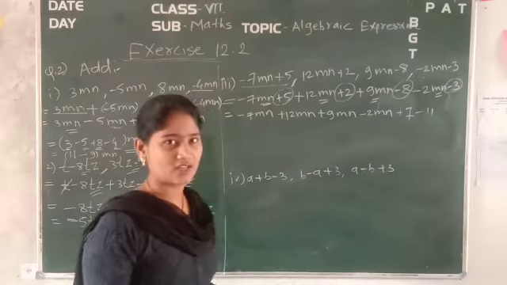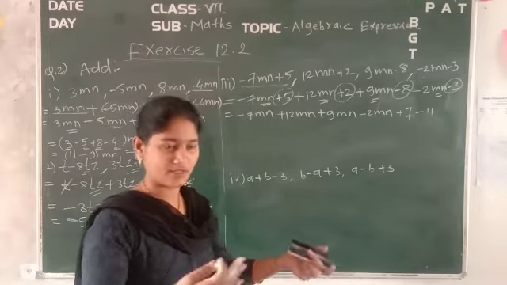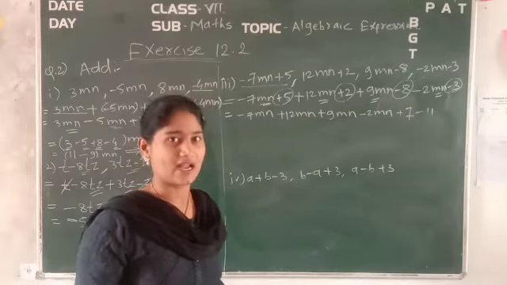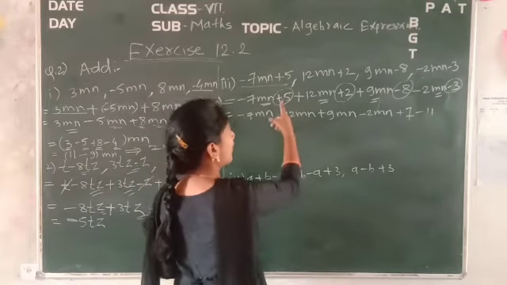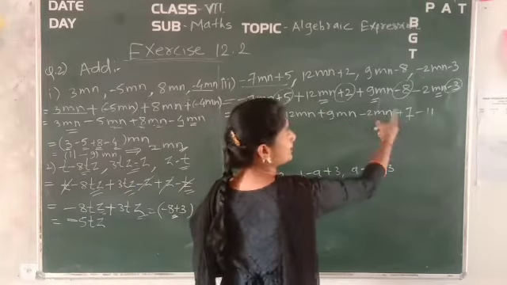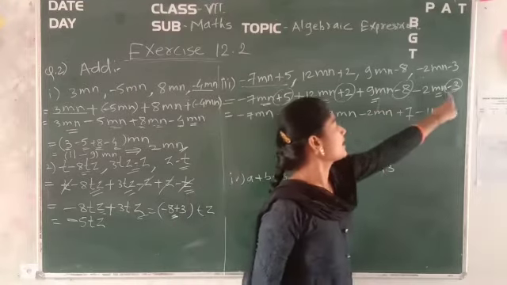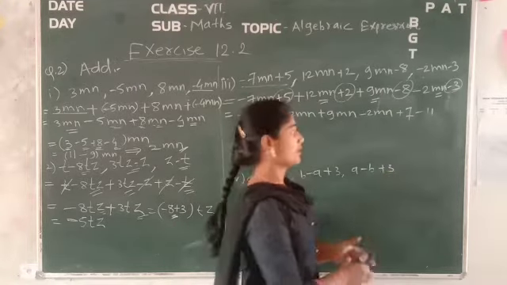Directly you can do the addition. No need to waste time in doing those steps. If you understand it, perfectly. So here what we have done: plus plus will be plus 7, and minus minus will be minus 11, right?